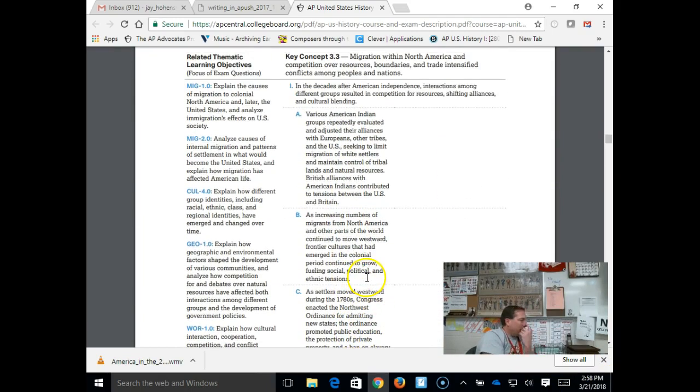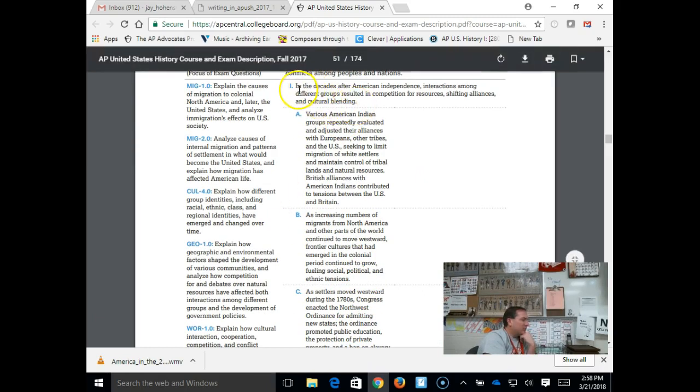Your final section that you have down here, they want you to understand that interactions with different groups is going to cause issues moving into the future. So various American Indian tribes are going to constantly try to figure out alliances with the Europeans. This is again known as your middle ground.